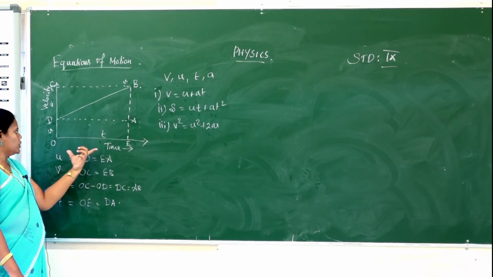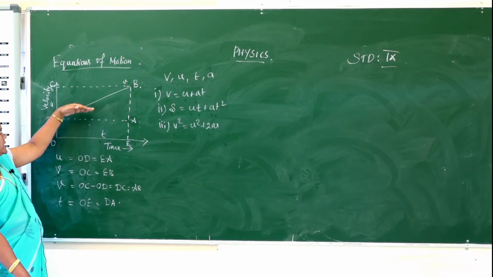So time t is equal to OE, and the equal distance is DA.